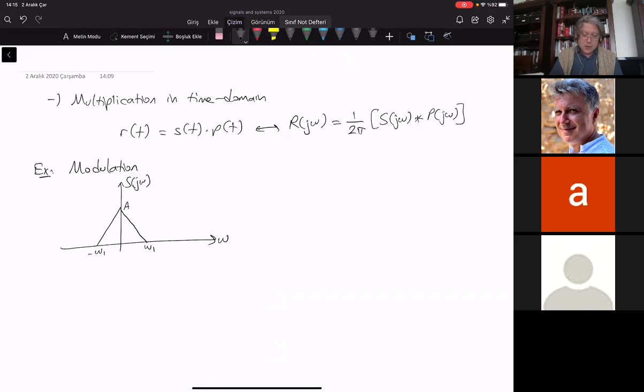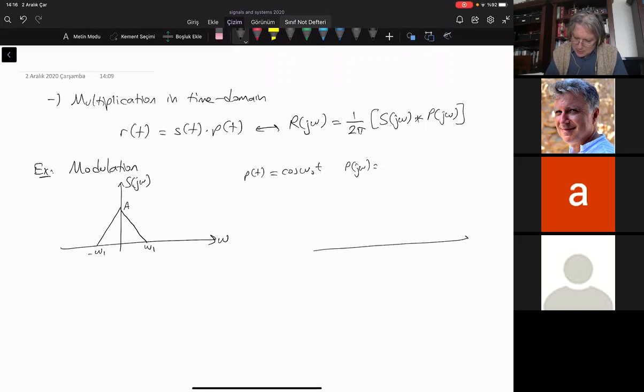I'm going to transmit it by multiplying with P of t, which is equal to cosine omega 0 t. So its Fourier transform is P of j omega. Do you remember how to get the Fourier transform of sinusoids or periodic signals? By finding the Fourier series coefficients and inserting impulses at the corresponding frequencies. What are the Fourier series coefficients? 1 over 2 at frequency omega 0 and 1 over 2 at frequency minus omega 0.